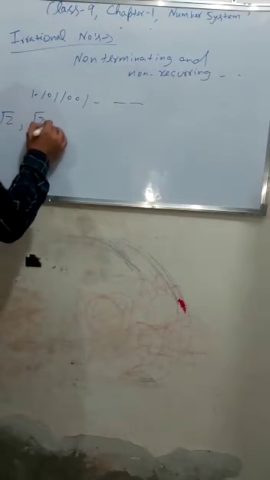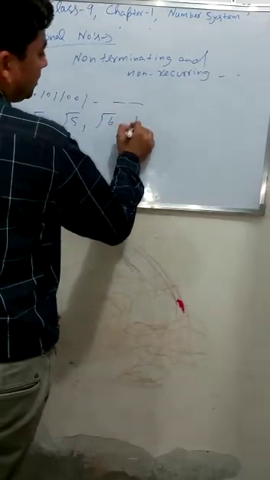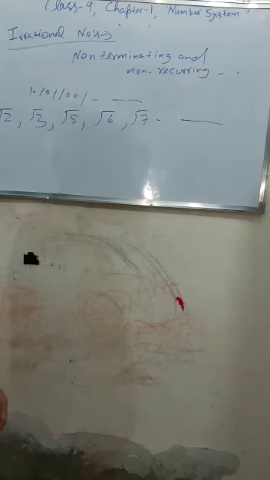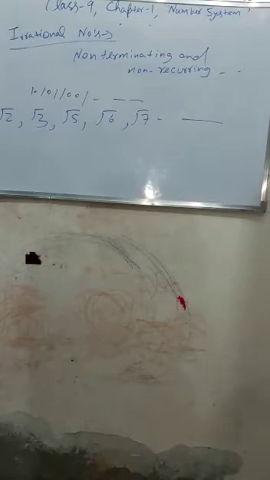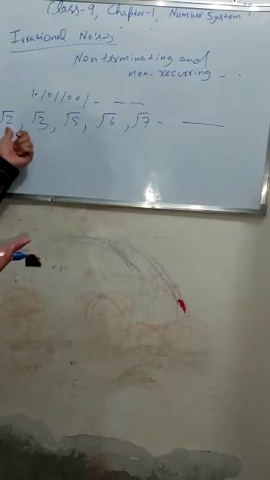Or we can take other examples: under root 2, under root 3, under root 5, under root 6, under root 7. Okay? So what do you observe here? What about 2, 3, 5, 6, 7? They are natural numbers and we take their square roots, those natural numbers which are not squares in themselves. So what do we observe here? 2 is a natural number and it's not the square of any number.